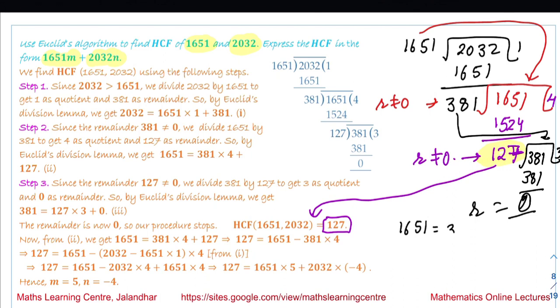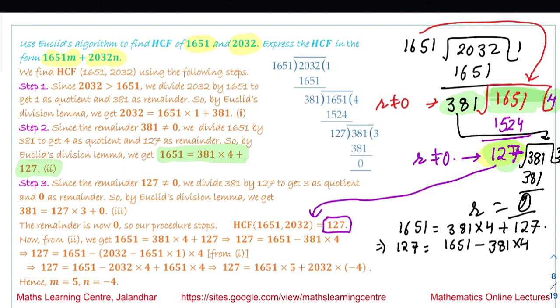So 1651 is equal to 381 into 4 plus 127. We obtain this from this step, where 1651 is equal to 381 into 4 plus 127. So when we adjust these values, we obtain that 127 is equal to 1651 minus 381 into 4.